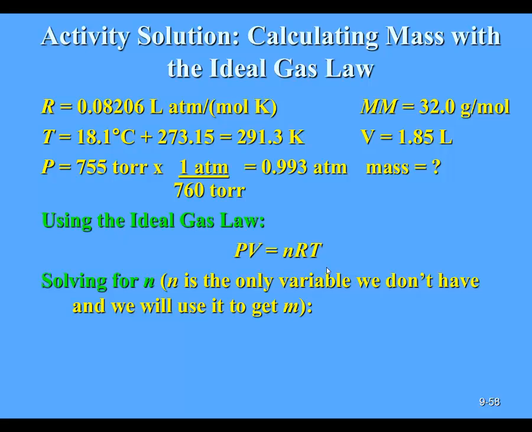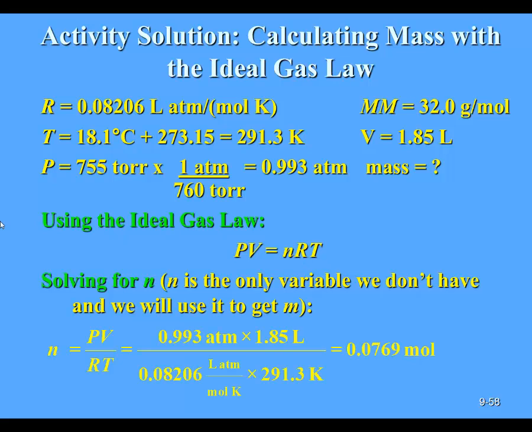Now I'm going to solve for n, which is the only variable we don't have, and from the number of moles, n, we can get the mass, which is a lowercase m here. Okay, so my number of moles will be equal to my pressure in atmospheres times my volume in liters over my gas law constant over my temperature in Kelvin.